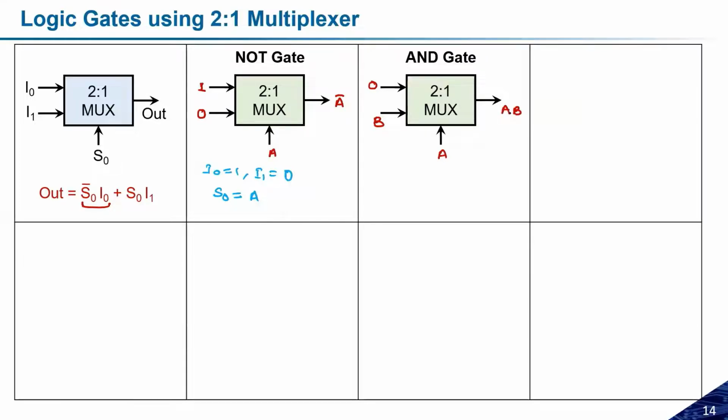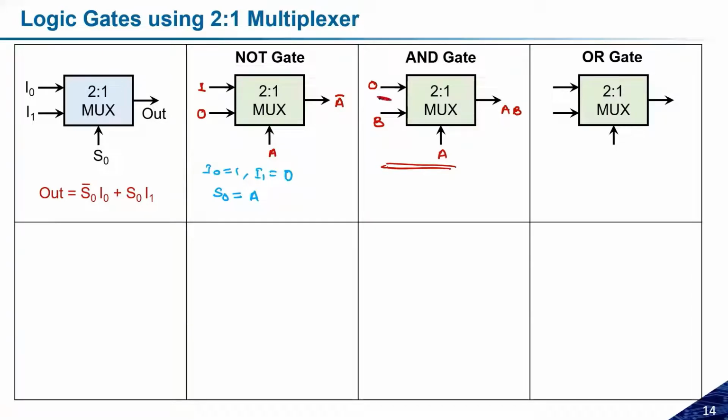What about the OR gate? See, one important thing is it is not necessary that this is the only condition. You can make other conditions as well, like with the help of this first input. So this is also possible. What about the OR gate? What should be the connections so that I can get it as an OR gate?